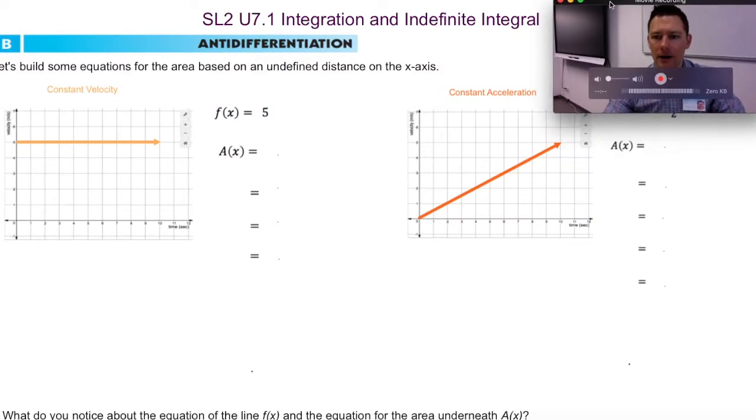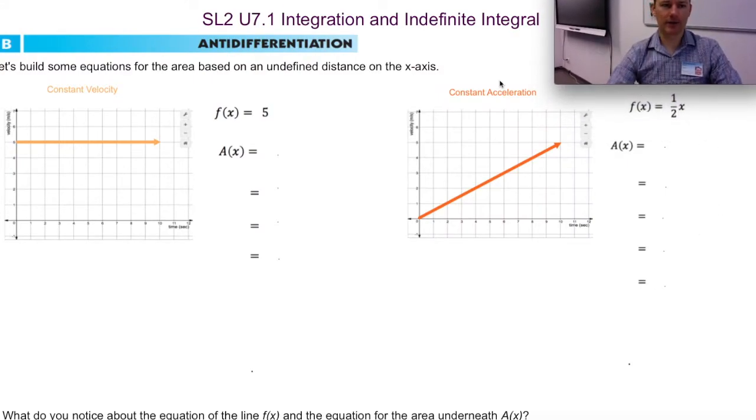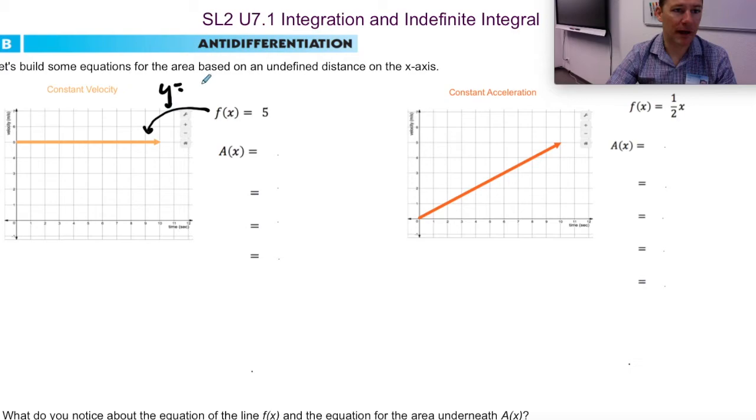All right. So I want to show you the trick to make this work. Let's go back to that beginning chunk. This is constant velocity, 5 meters per second for 10 seconds. This is our f of x, right? The equation for this line is y equals 5. Instead of calling it y, I'm going to call it f of x equals 5. Therefore, the area under the curve should be the integral from 0 to whatever x we're going to use of that function f of x.